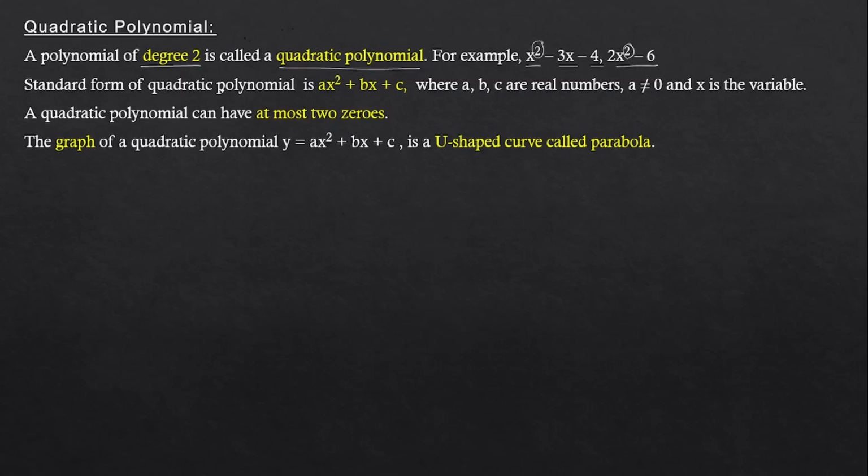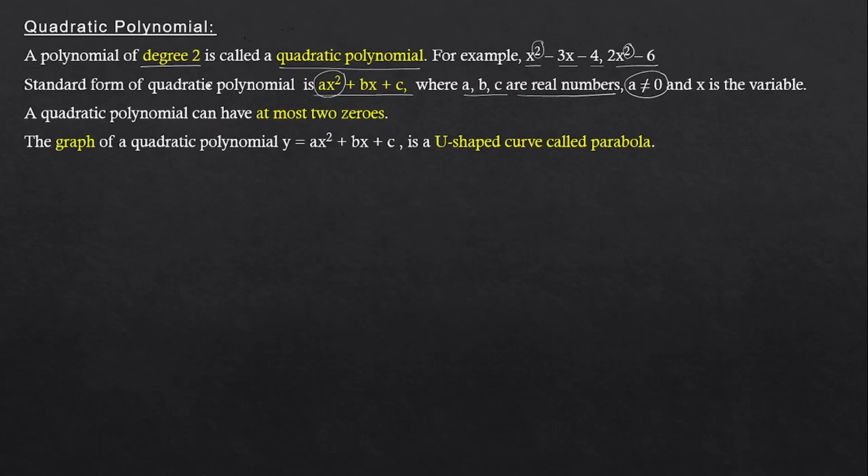Now, just as we have learned about the standard form of a linear polynomial, the standard form of a quadratic polynomial is given by ax squared plus bx plus c. Here, a, b, c are real numbers and x is the variable, and a very important condition: a is not equal to 0. Why can't we have a equal to 0? Because if we put a as 0, the x squared term will not be there and then it will not be a quadratic polynomial.